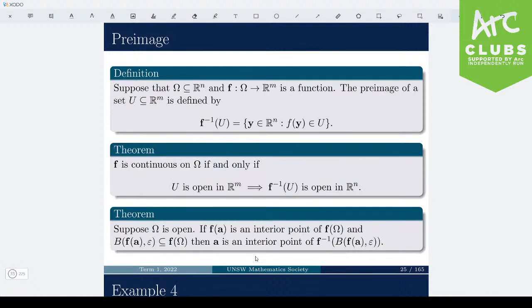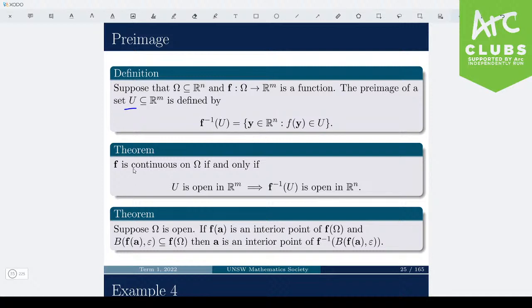Now we're going to properly define the pre-image. Suppose that omega is in R^n, and the function sends you from omega to R^m. The pre-image is basically, in a sense, the inverse map of the set U. So f inverse of U would be your pre-image.